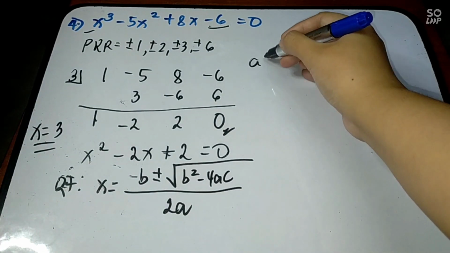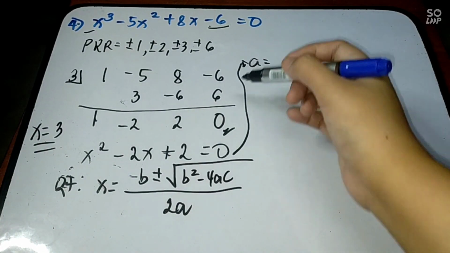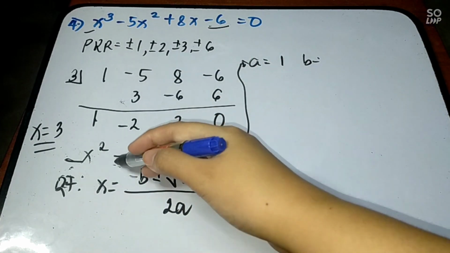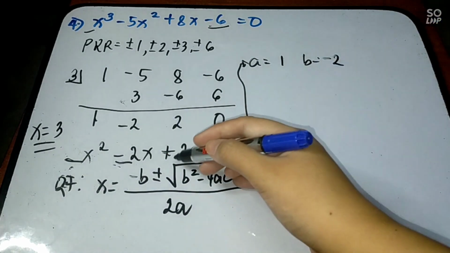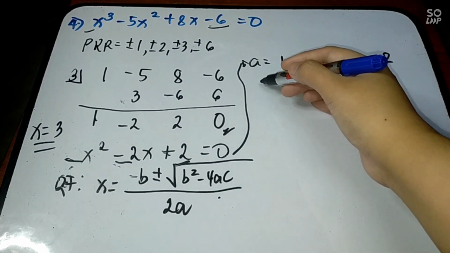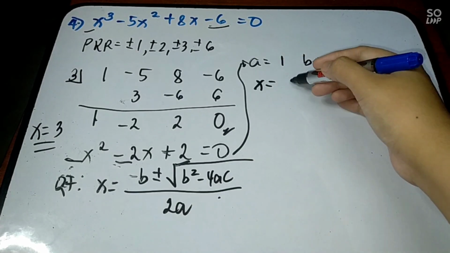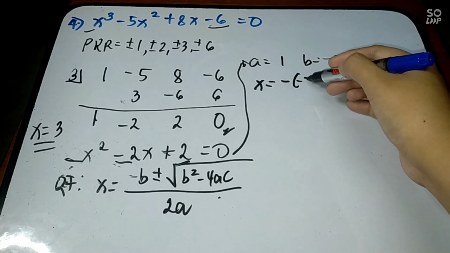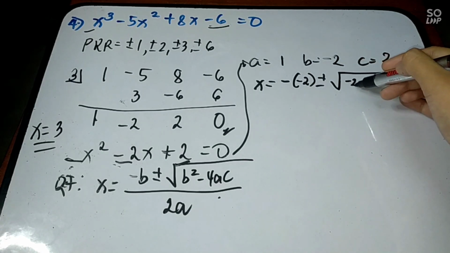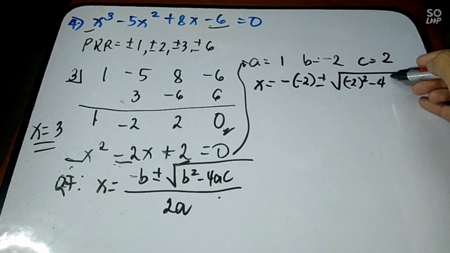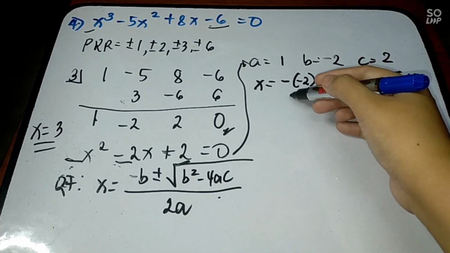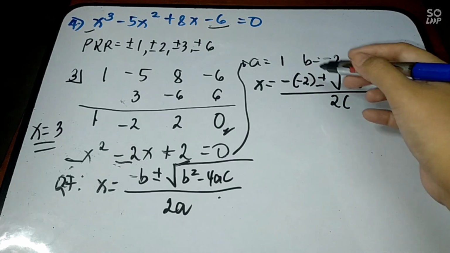So, ang a natin, numerical lang po niyan, we have 1. We have here b, numerical lang po, we have negative 2. Then, your c, yung constant, we have positive 2. Then, substitute lang natin dito sa ating formula. x is equal to negative, ang b natin, we have negative 2, positive negative square root of, ang b natin ulit, we have here negative 2, then squared, minus 4 times, ang a mo, we have here 1, and your c, we have here 2, then all over 2 times, ang a natin, we have here 1.